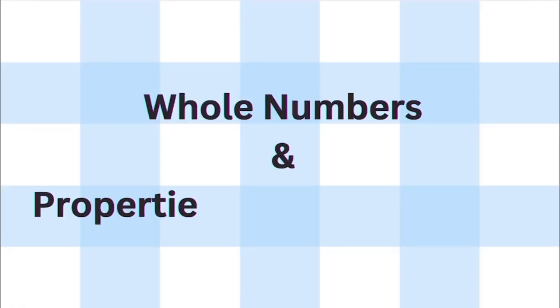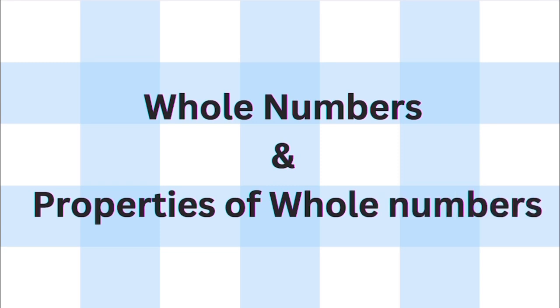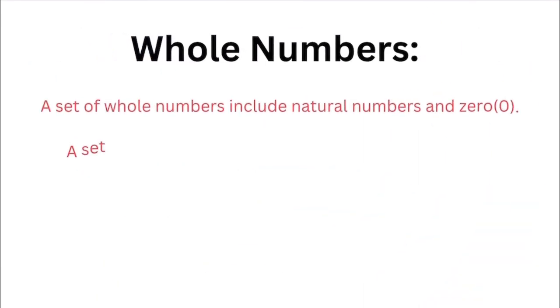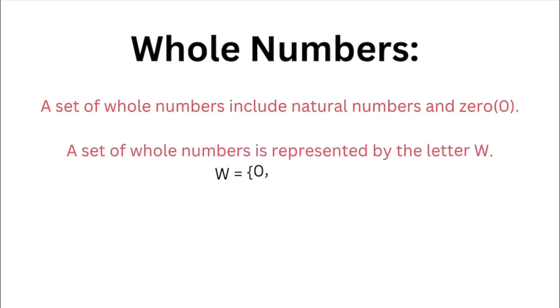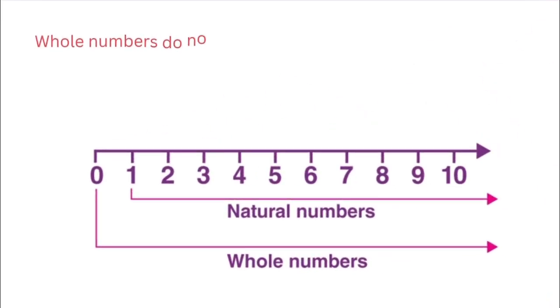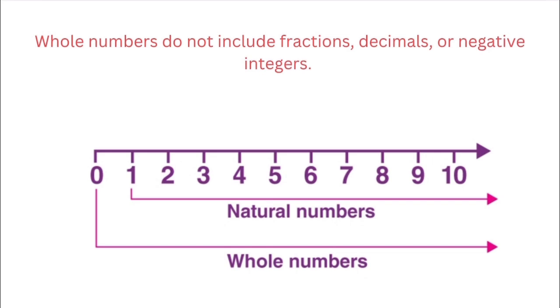Today we are going to dive into the world of whole numbers and properties of whole numbers. Don't worry, it's super simple and by the end of this video, you will be a whole numbers expert. We will learn what whole numbers are and their properties. The set of whole numbers includes natural numbers and zero, and we represent it by capital W. Whole numbers do not include fractions, decimals or negative integers. As you can easily see on the number line here, there is no fraction, decimal or negative integer.